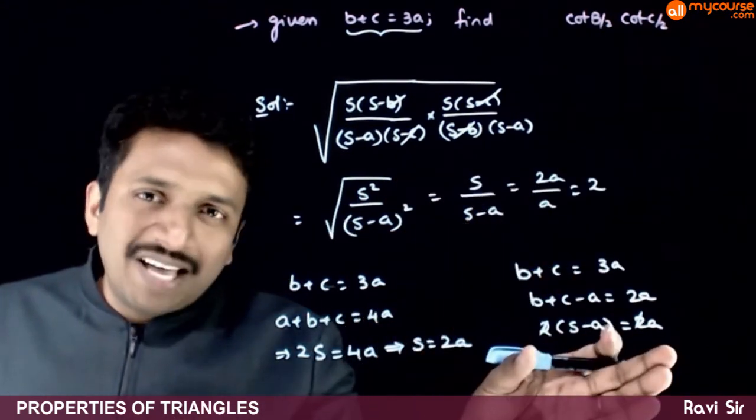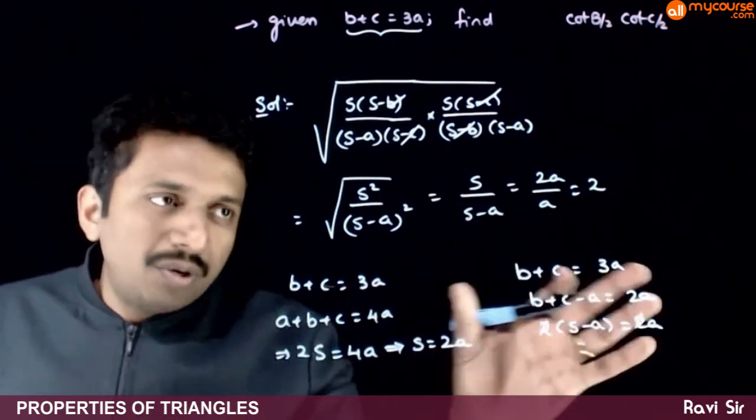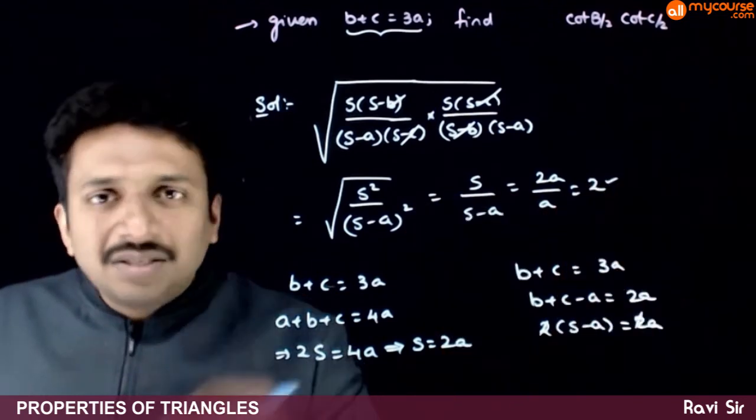Okay, you can get this directly also because S is equal to 2A. 2A minus A is obviously equal to A. So you don't need to do this. So 2 is the answer to this question.